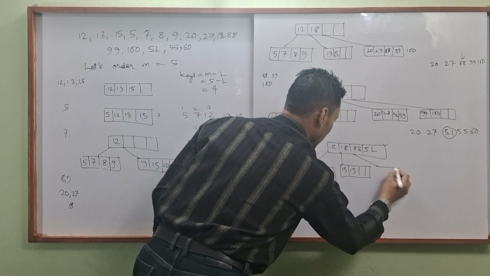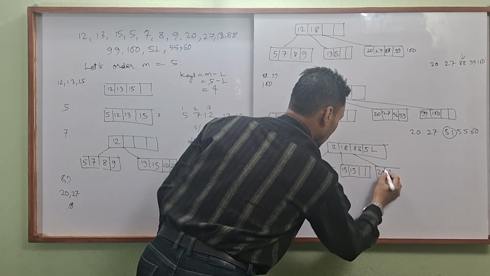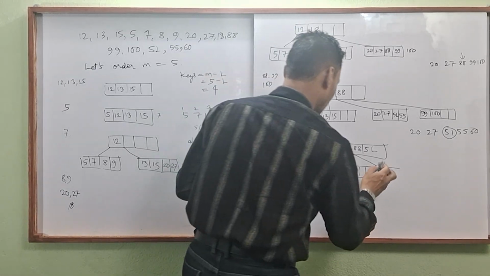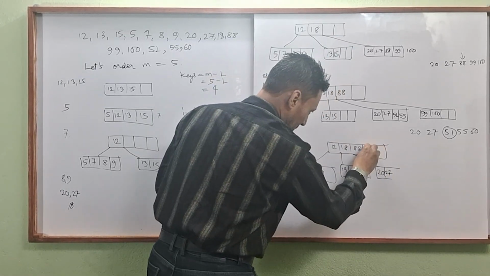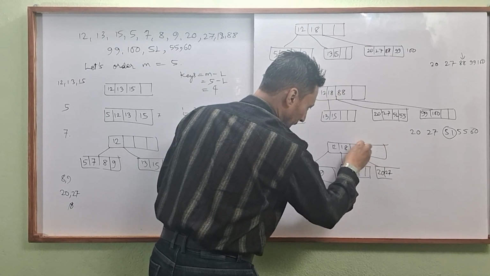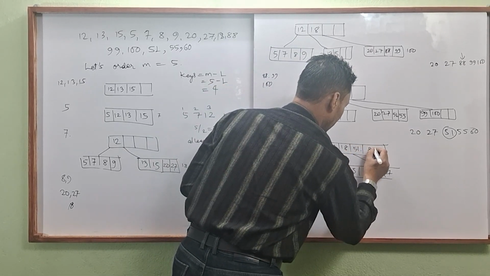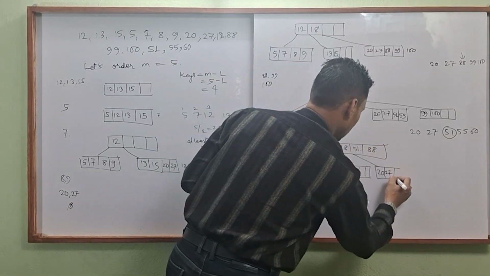Then the greater than values are 20, 27. Okay, now what is 51? That is promoted. Okay, we have to arrange this. When 51 is promoted, we have to arrange this data. So 51 will be here, 88 will be here. Then 51, this is greater than. What are the other values?